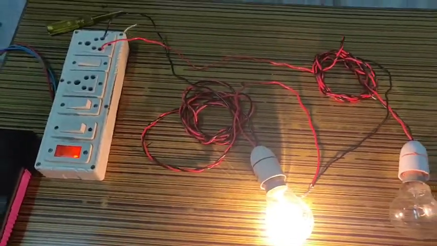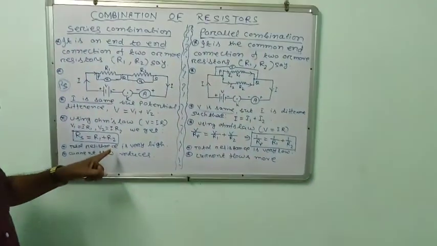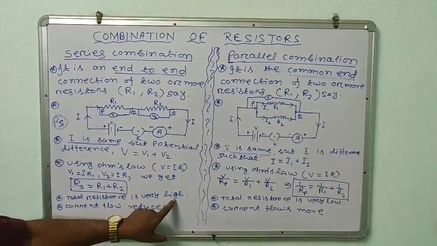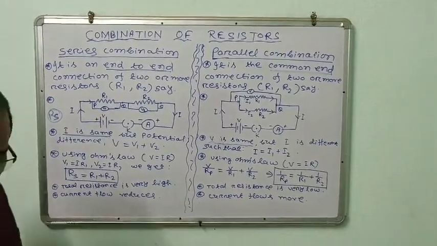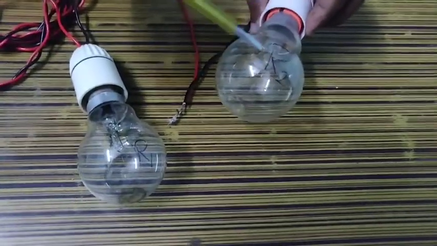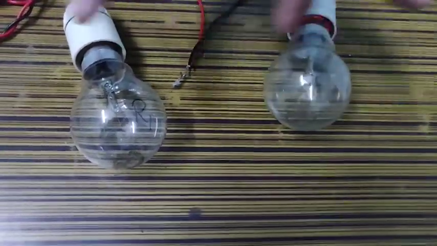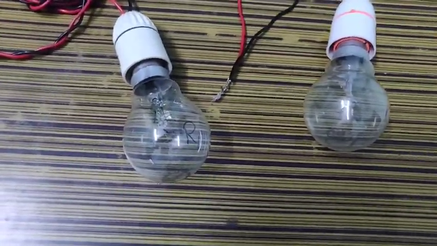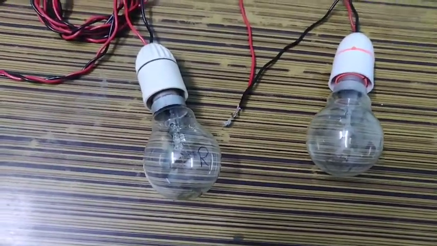Children, that's about the series combination that we have watched. Now come to this part. What we have observed is that the total resistance is very high. Because of the high resistance, the current flow decreases. That's what R2 is showing. Only the filament was glowing in the case of R1. In comparison to R1, you have seen that R2 is glowing very low. The intensity is very low.